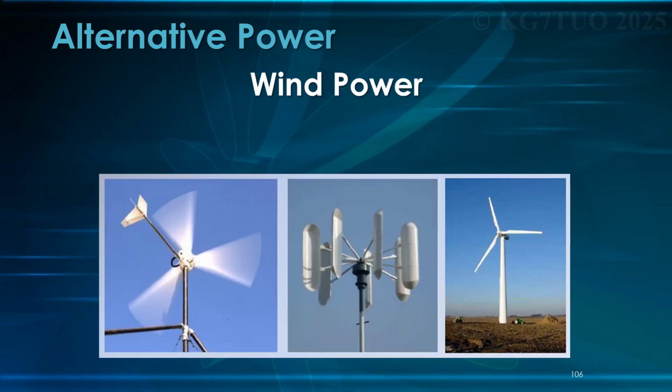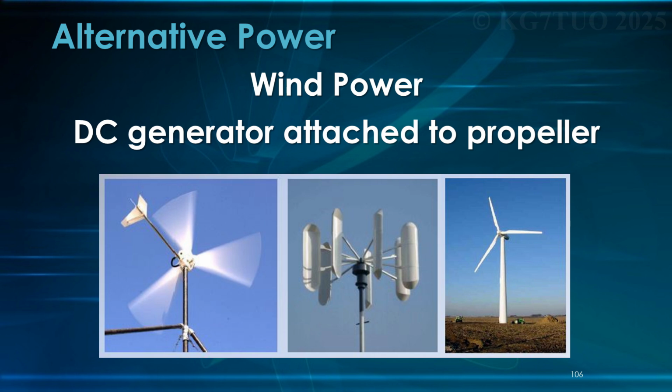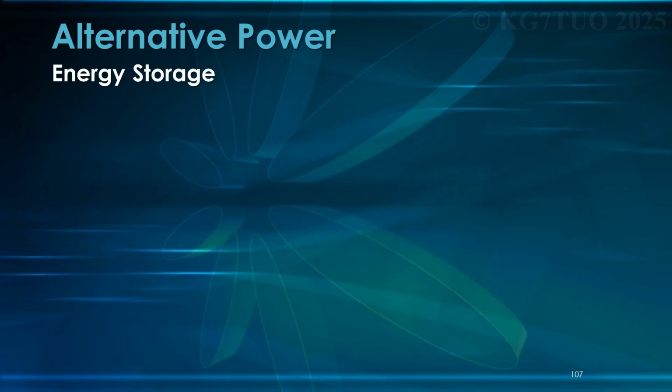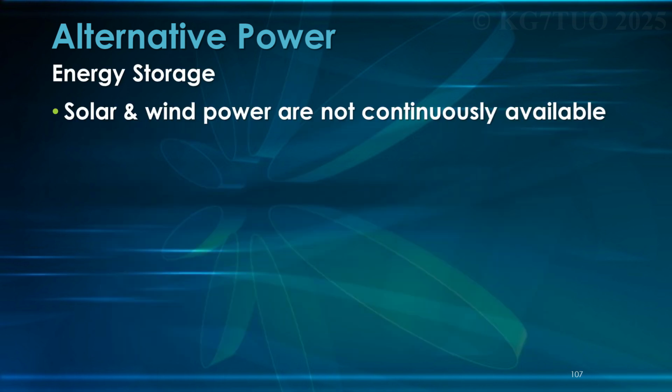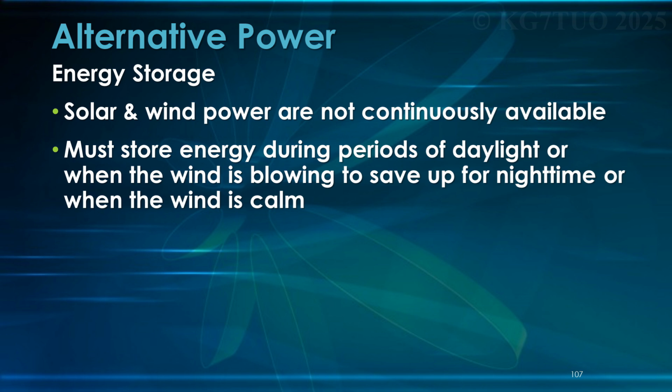And wind power. There are small wind power generators. The best solution if you're off-grid is a combination of solar and wind. And then you need some way to store it. We need to store it during periods of daytime, and when the wind is blowing, save it up for nighttime, and when the wind is calm.